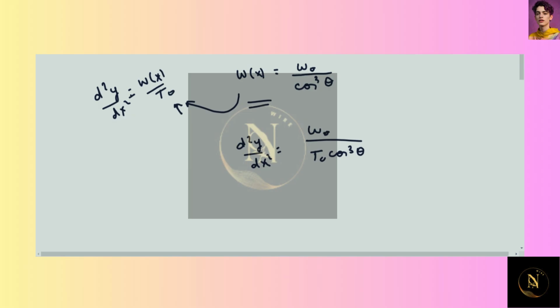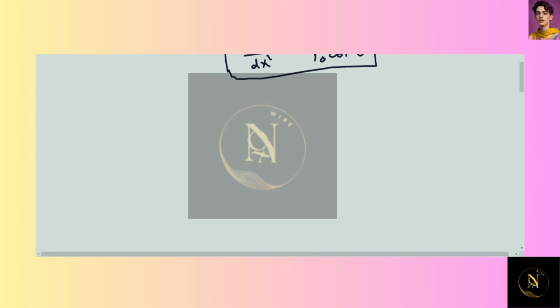theta. So we will call this equation number 1. And now we'll get another equation. So the other equation is, we know that double derivative is nothing but the derivative of the single derivative.